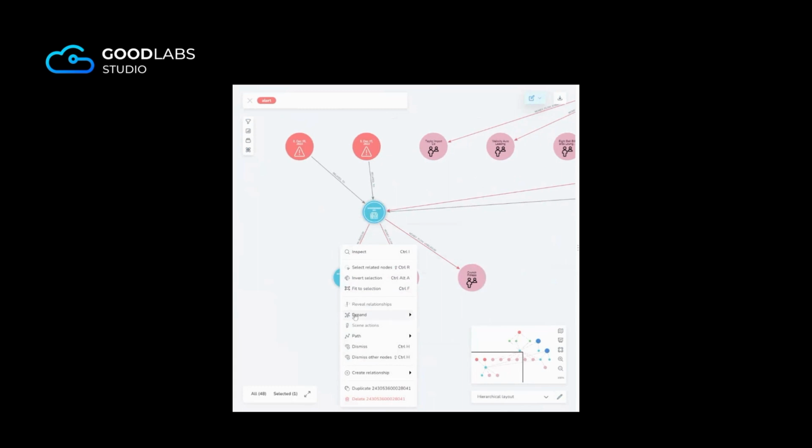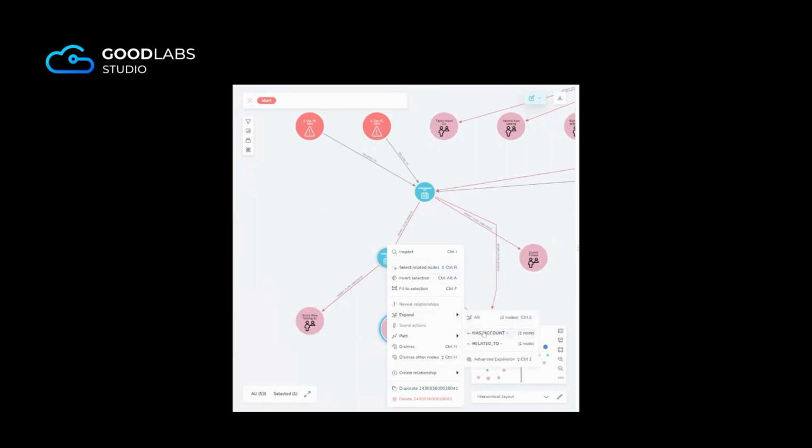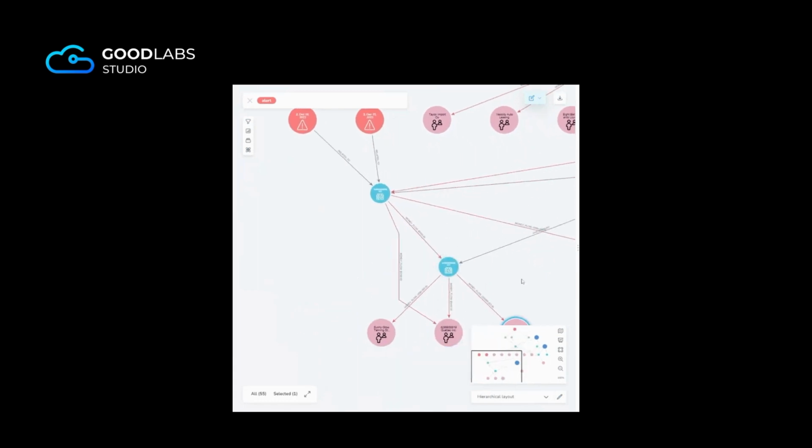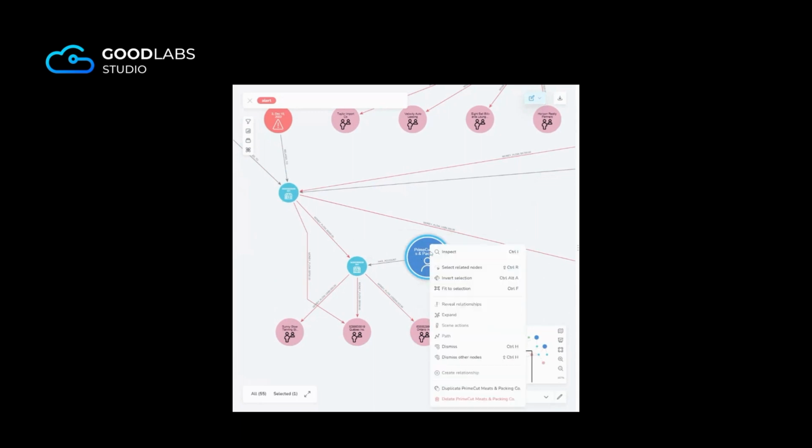Let's take a look at the money flow. We can see that the funds went to two additional external customers. Let's also check to see who owns this account. So this account is owned by an internal customer, Prime Cut Meat and Packaging. Let's take a look to see if there are any other accounts owned by this customer, and we can see there are none.